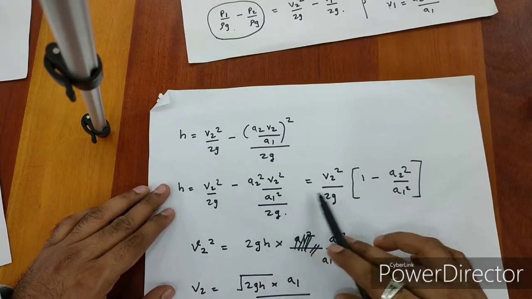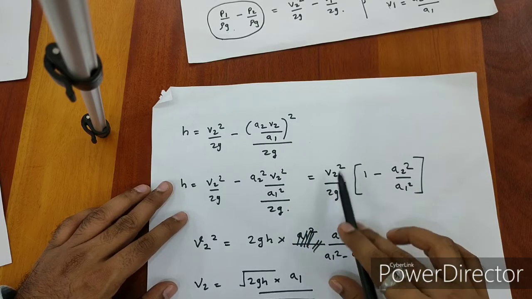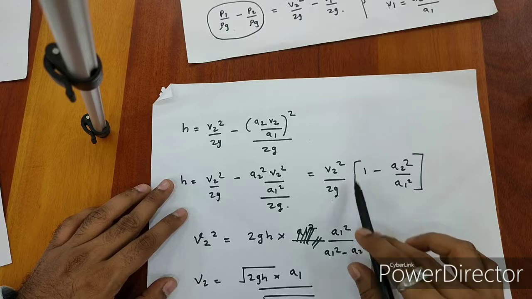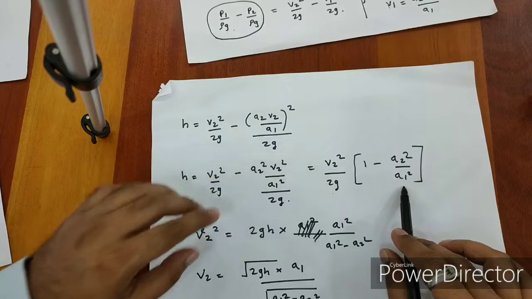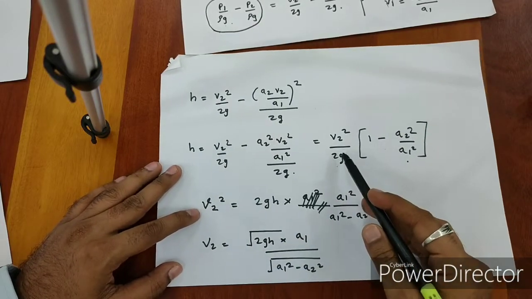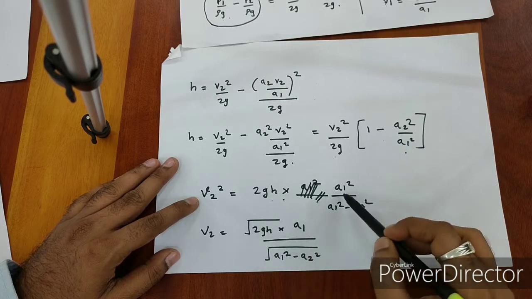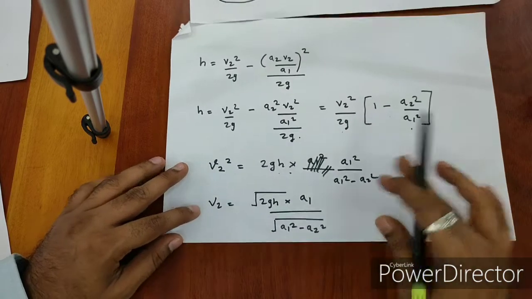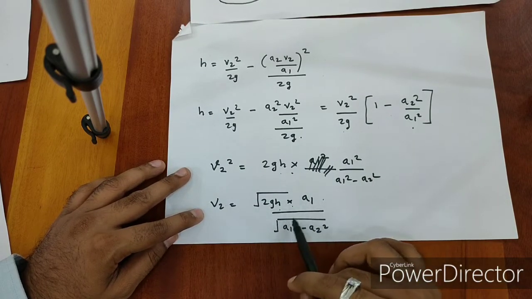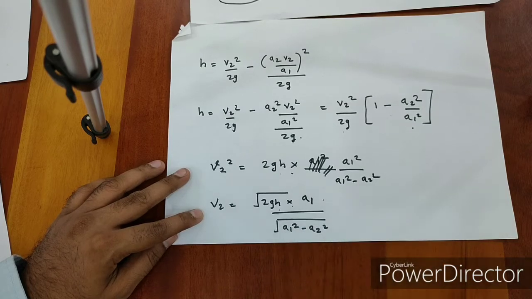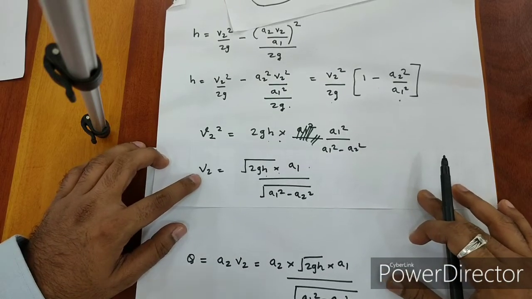Now you can simplify this. Here we take V2 square by 2g as common, so this will be 1 minus A2 square divided by A1 square. Simplifying again, V2 square equals 2gh into A1 square divided by A1 square minus A2 square. V2 equals under root 2gh into A1 divided by under root A1 square minus A2 square. So we got the expression of V2.